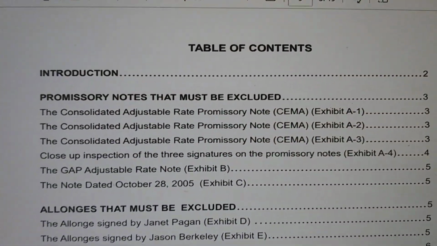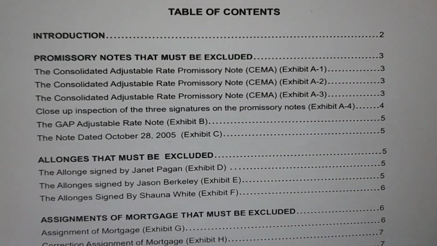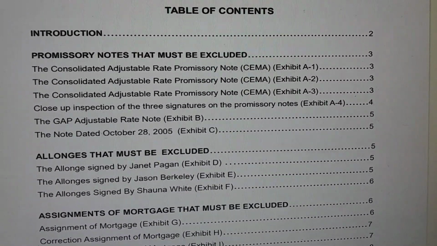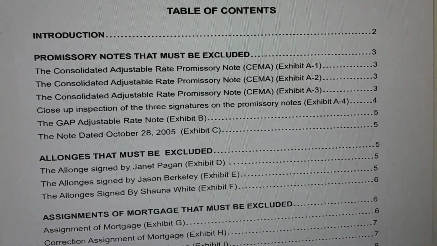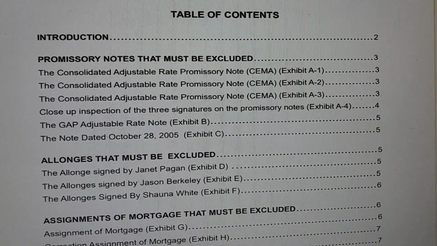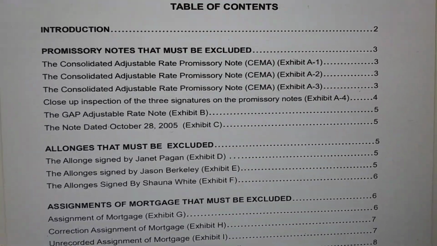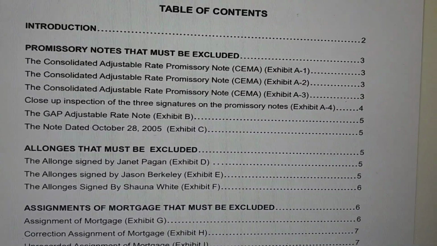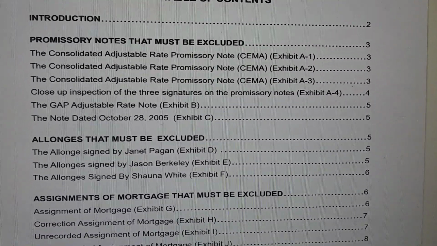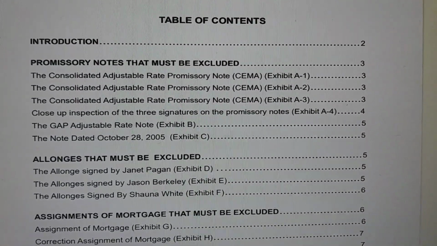The table of contents has an introduction, then the promissory notes that must be excluded. Basically, a motion in limine talks about what evidence you want suppressed or excluded from trial. And so we need to explain to the court why these items cannot be at trial, because they are no good, they're defective, and prejudicial to the foreclosure defendant. So let's take a look at what's in the table of contents.